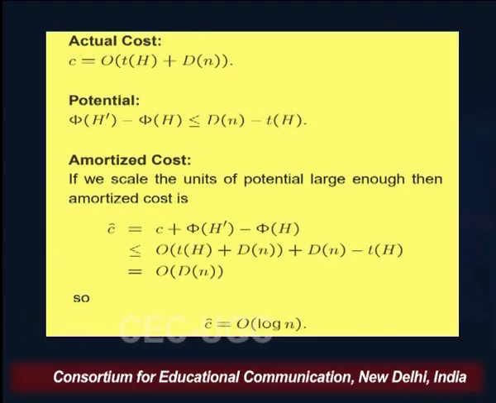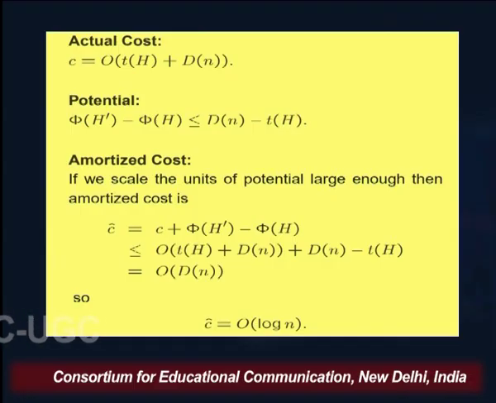So, the amortized cost, C hat, is equal to the actual cost plus the change in potential. Now, what is the change in potential? It is phi of h dash minus phi of h. So, amortized cost C hat is equal to C plus phi of h dash minus phi of h, which is less than or equal to order of T of h plus d of n plus d of n minus T of h. These are the expressions we have written: the actual cost, as you can see on the first line of the screen, and the change in potential, less than or equal to d of n minus T of h.